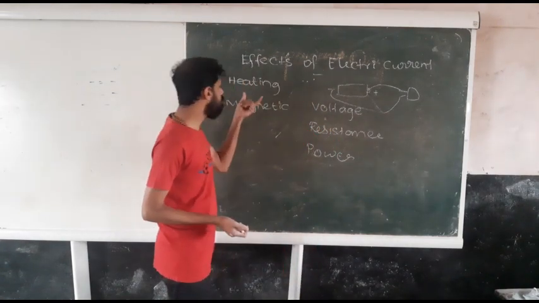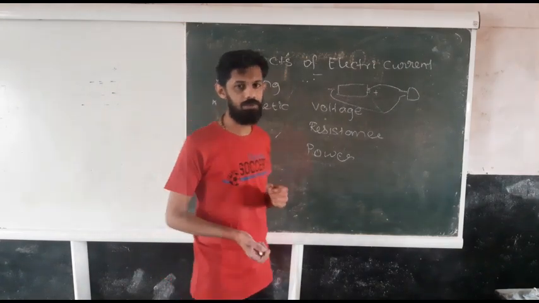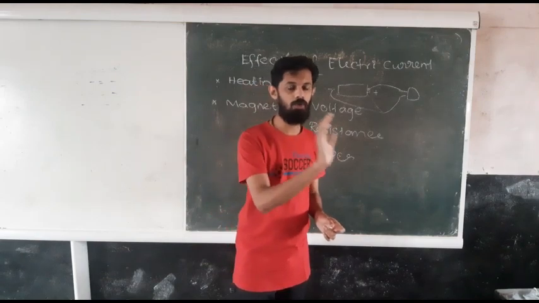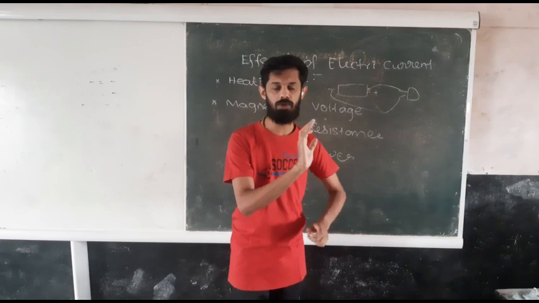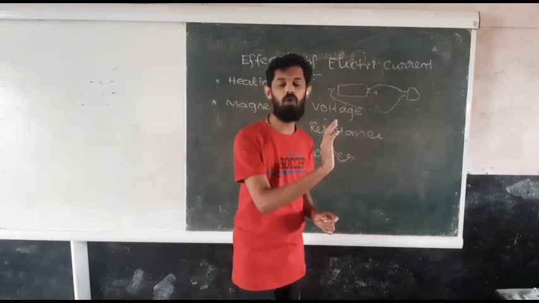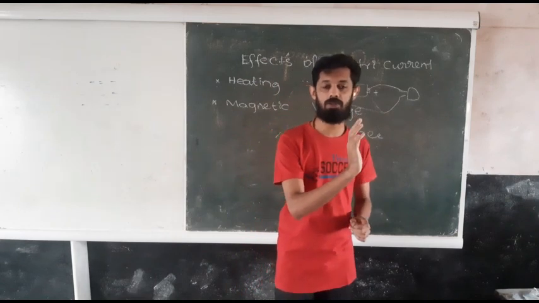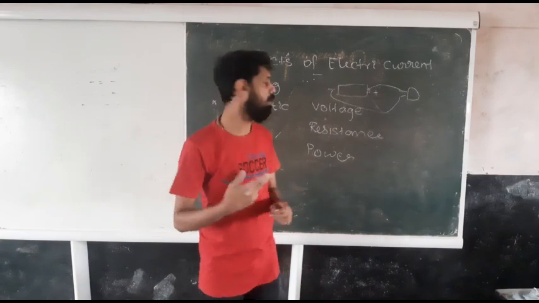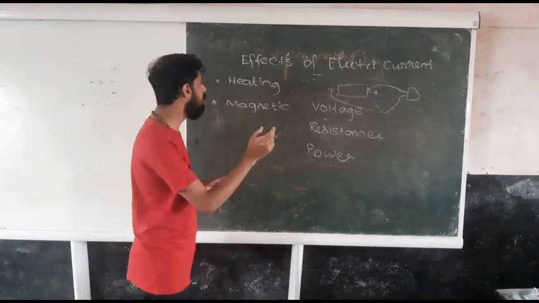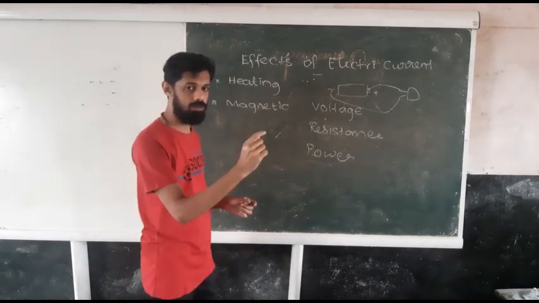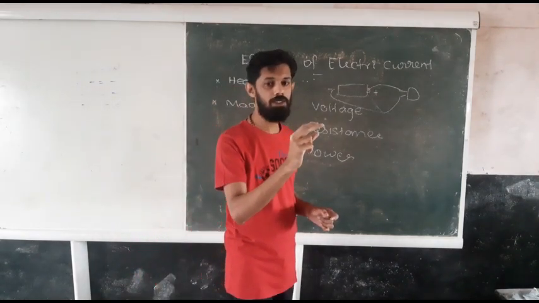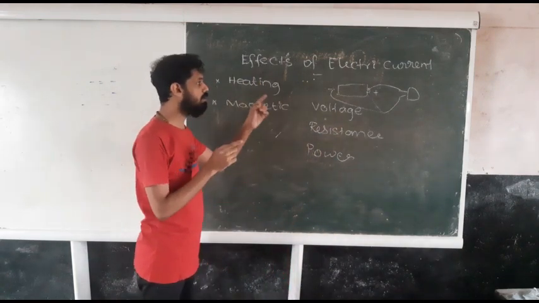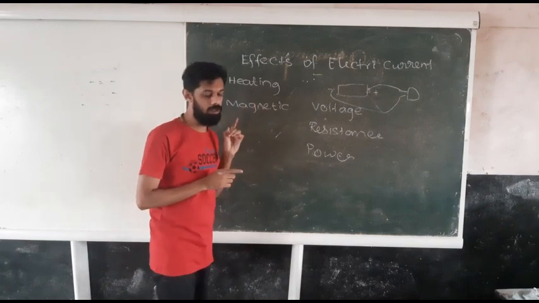Now, what is the principle of heating effect? When electricity is passing through a substance, it will oppose the flow of current because of the property of resistance. When current is not flowing or is partially flowing through that substance, heat will be generated. When current is flowing through a substance, it will oppose the flow of current or partially allow the flow of current. This will generate heat. That is the principle of heating effect.